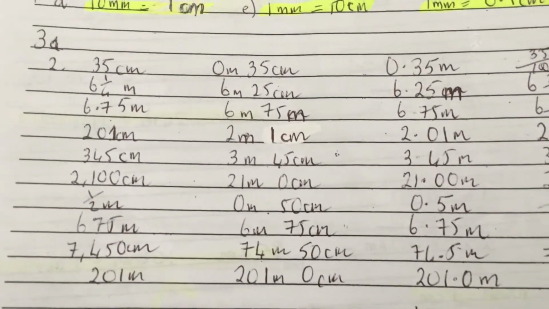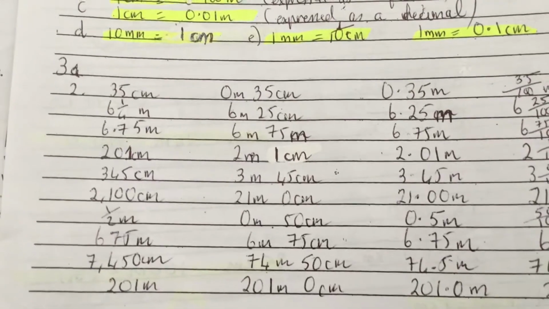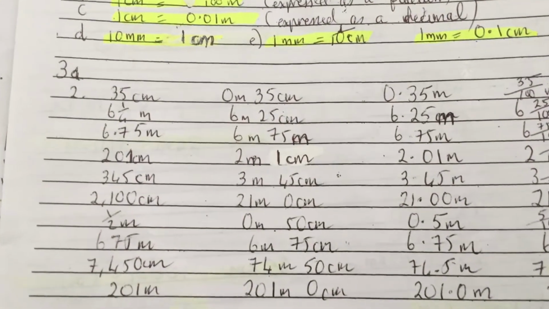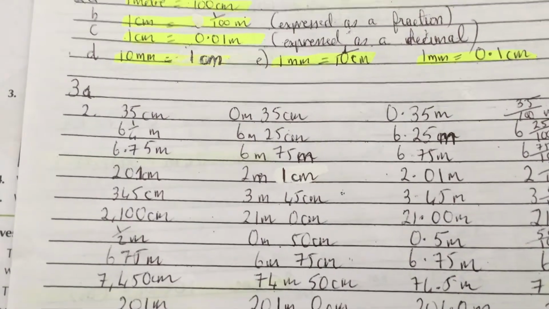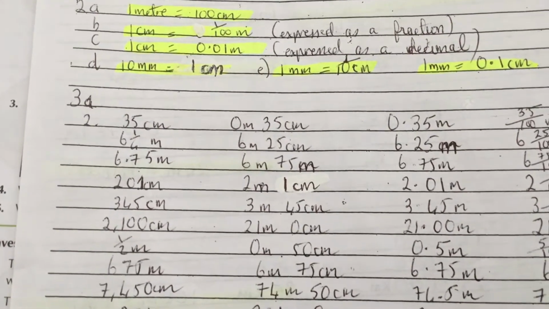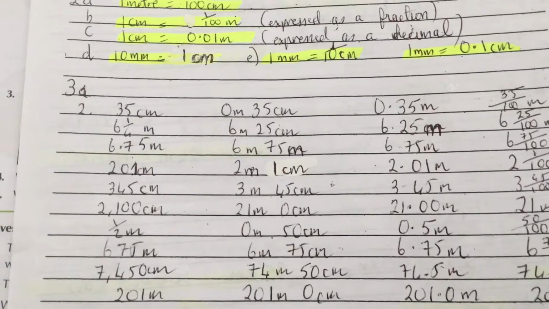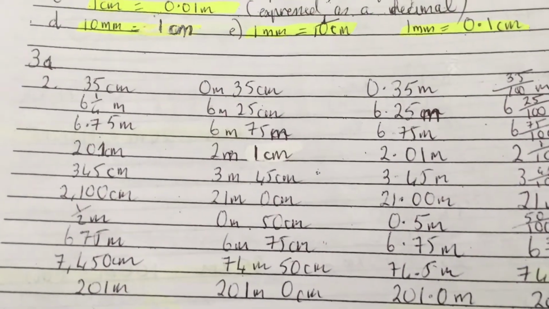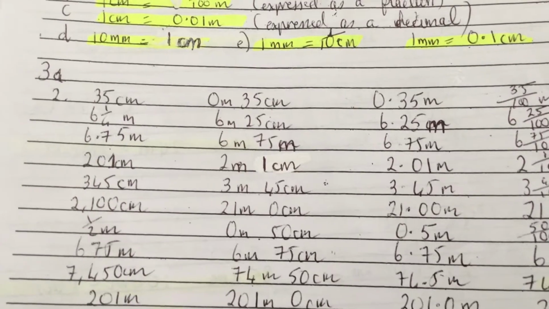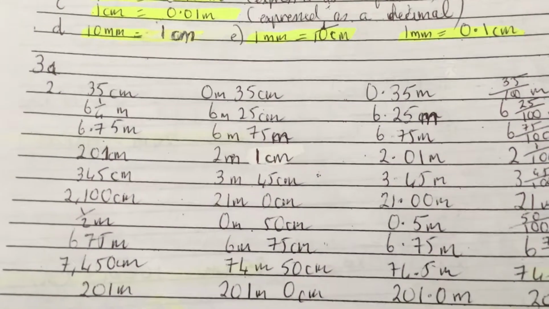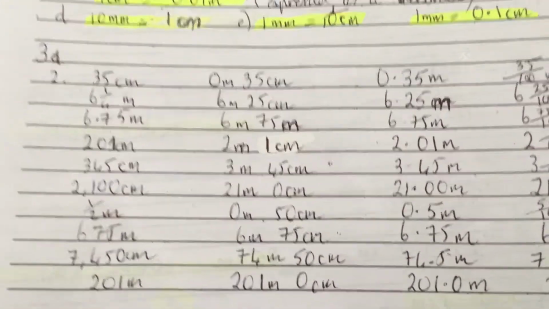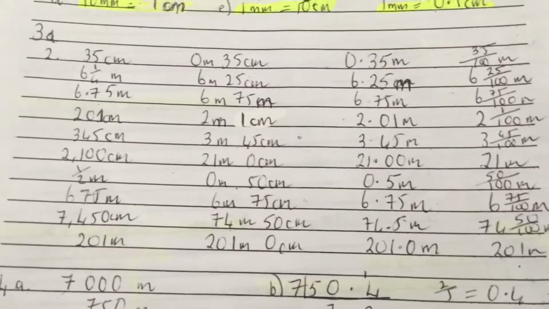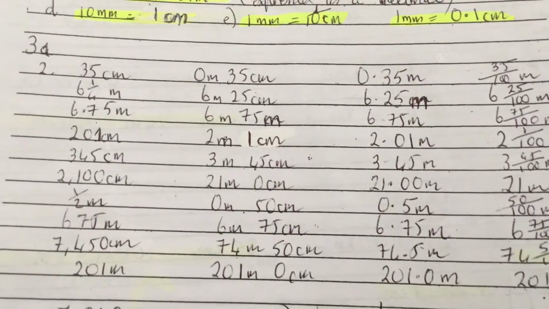2,100 centimeters. So if there's 100 centimeters in a meter, well then there's 2,000 centimeters in 21 meters. Okay, guys? And then you have 0 centimeters left over. So there are 21 meters and 0 centimeters. And then you have 21.00 meters and just 21 meters. Okay? So remember, 100 centimeters is 1 meter.